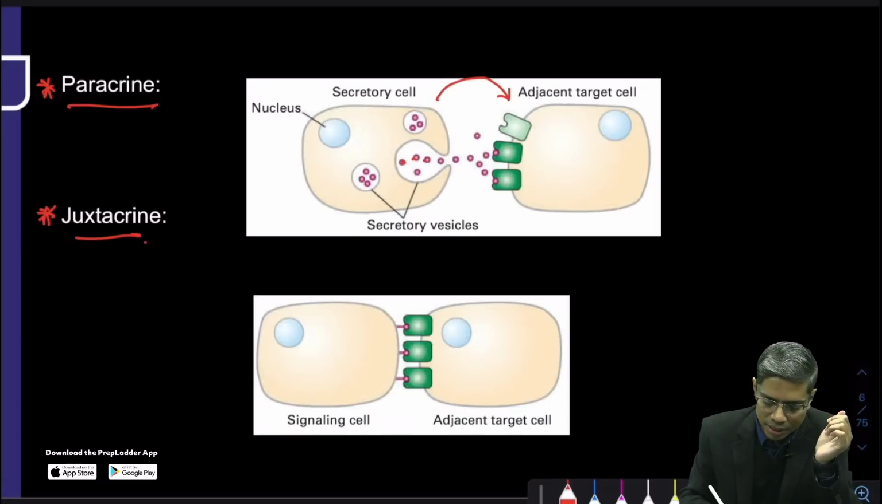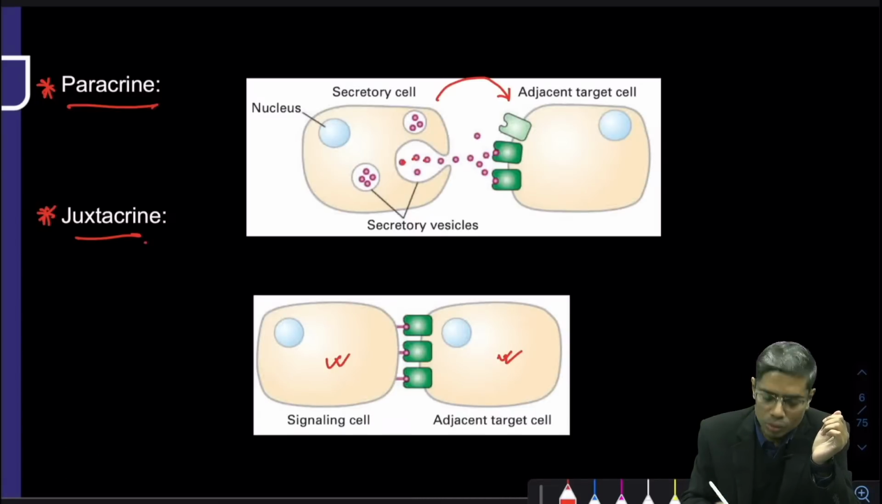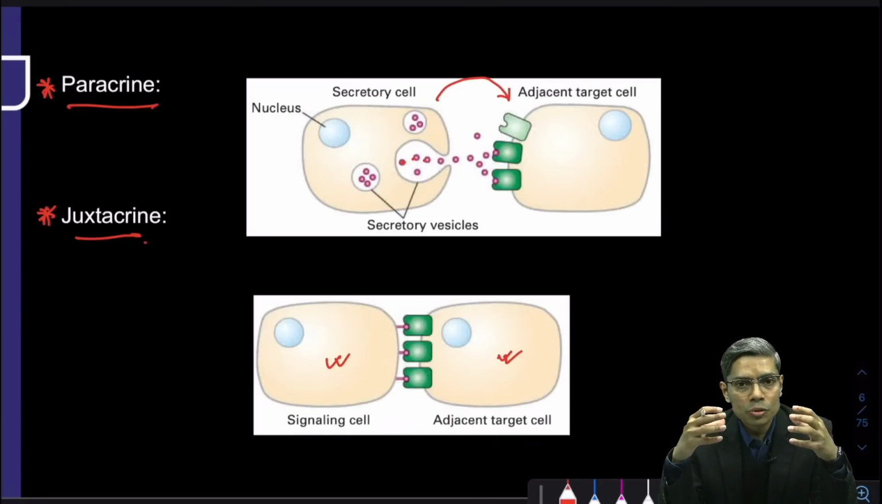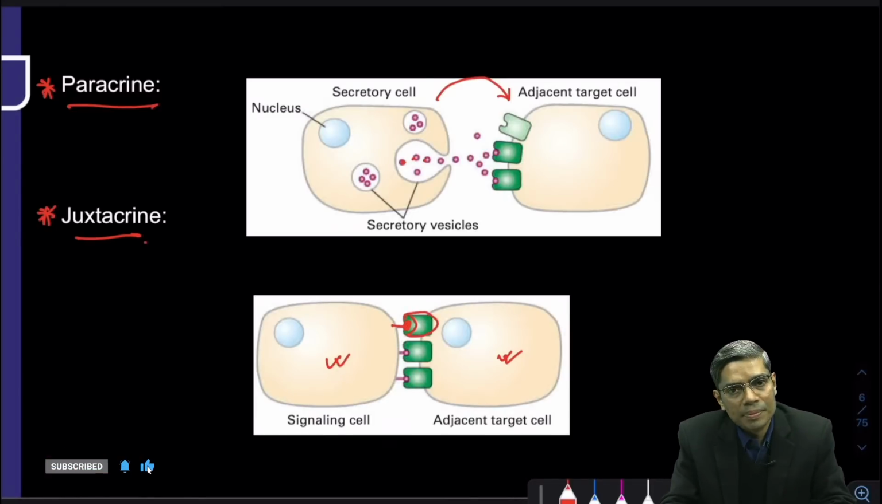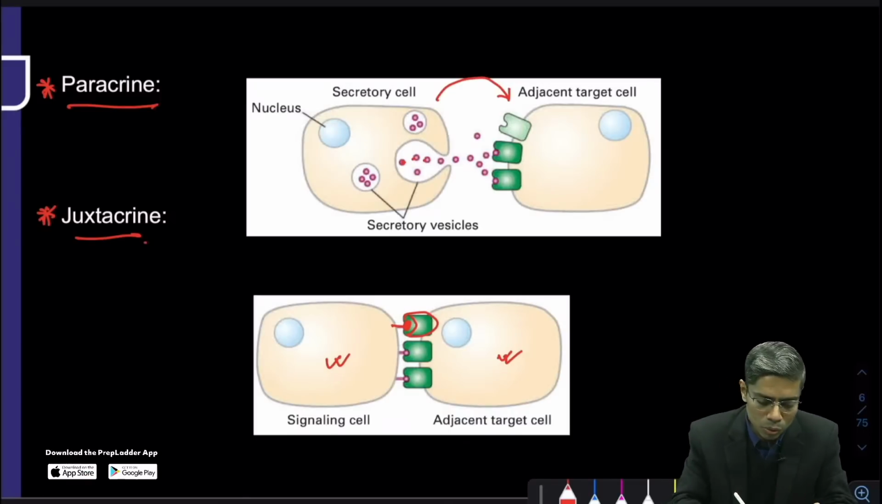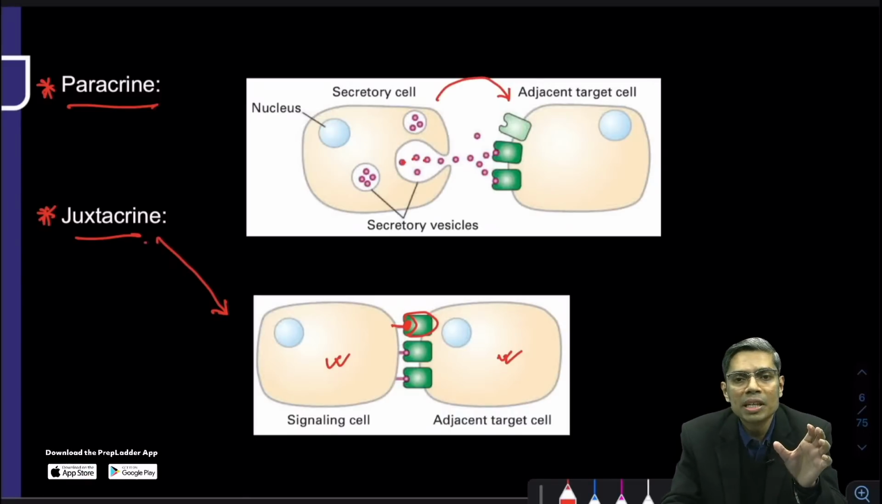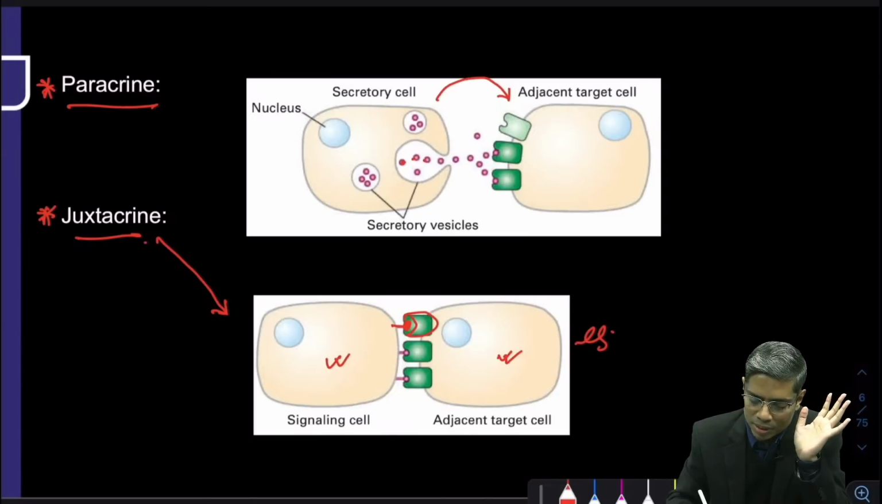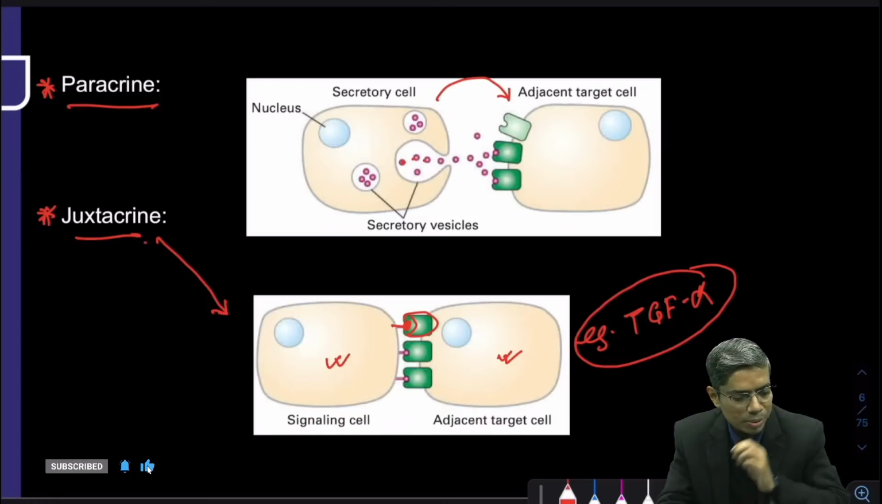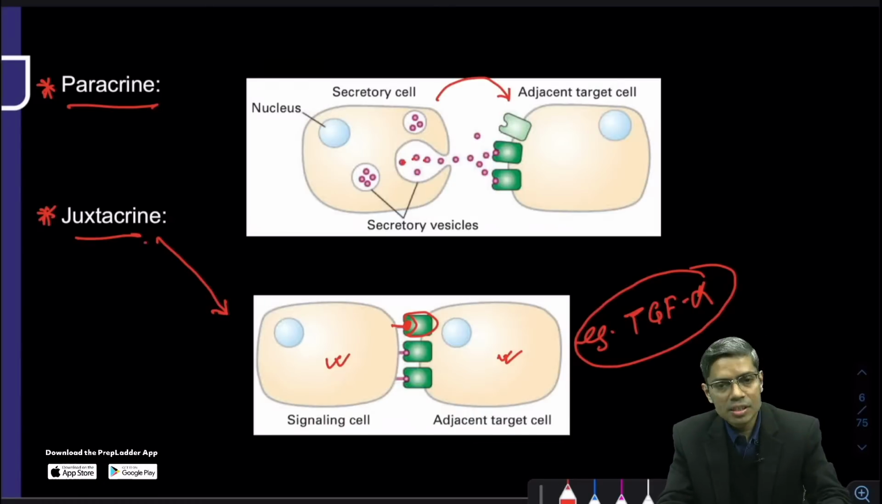But in case of juxtacrine, the cells are too close with one another. So the two cells are so close with one another that the ligand from one cell is directly interacting with the receptor on the other cell. Getting my point? So here the cells are in close contact. So juxtacrine means the cells should be in very close contact, so that the surface receptor from one cell is interacting with the ligand from the other cell. The typical example of this kind of thing is the transforming growth factor beta and alpha, right? So transforming growth factor alpha is one of the important examples of this juxtacrine type of signaling.